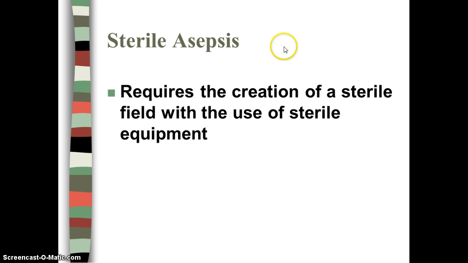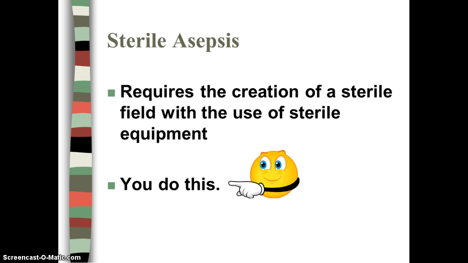Sterile asepsis requires the creation of a sterile field with sterile equipment. And for you, this is what we'll be doing in lab. So you'll need to understand what that field is, how you maintain that field, and what type of equipment you use. You're the one that does this. You're creating it, you're doing it, you're in charge of it. And it's important to know all the principles that go along with it.